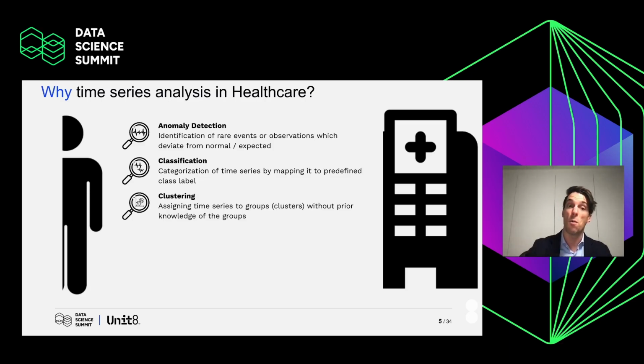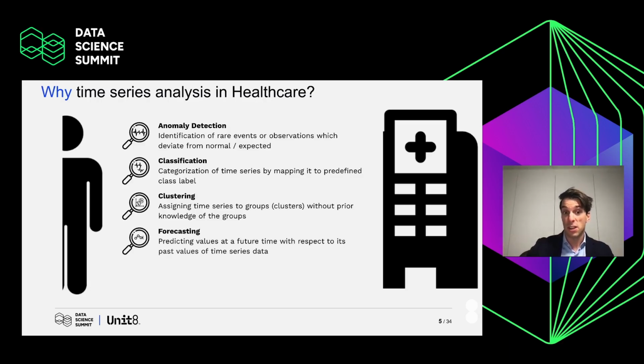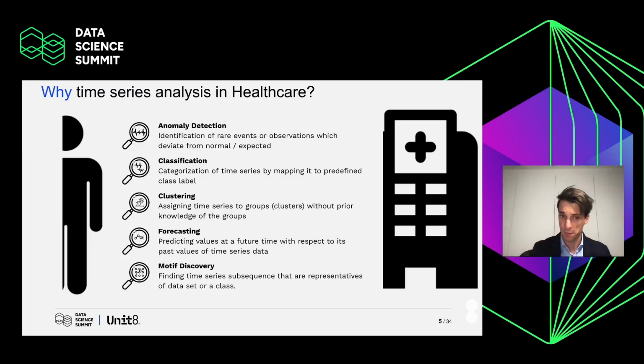Obviously, if we don't know beforehand what labels or information we are looking for, we could use an unsupervised learning approach, clustering this time series data and potentially identifying these risk groups. Then we could do forecasting. Once we can develop forecasting models, we can predict the patient outcome, even in a personalized manner. And then, as a 5th pillar, we can look at motif discovery.